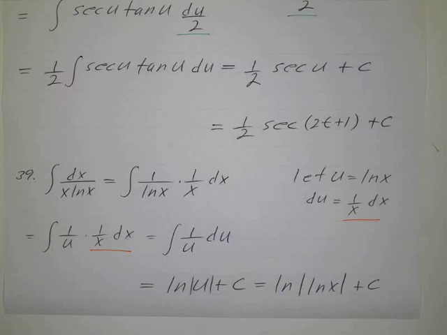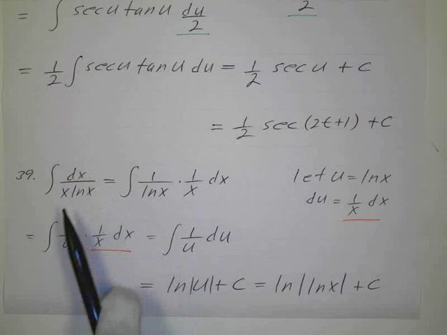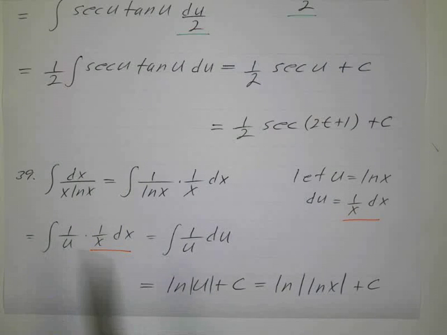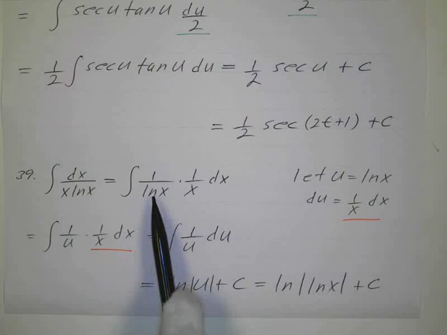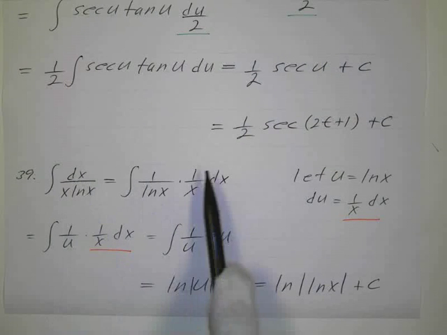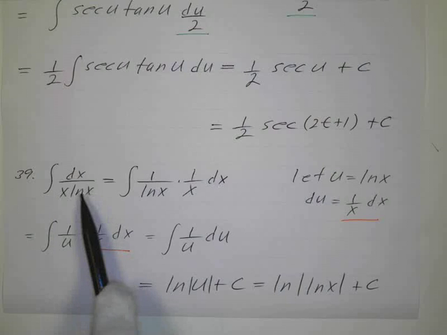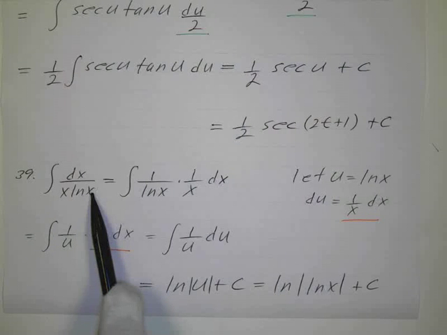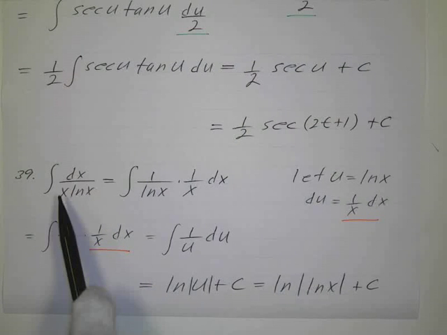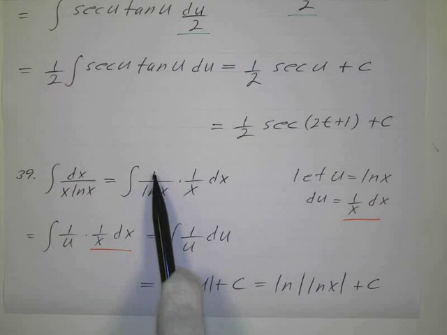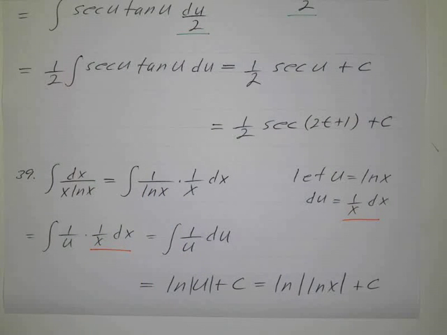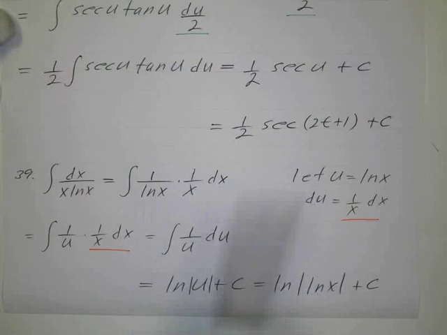Okay, here's number 39. So we've got dx over x natural log of x. And this is the same thing. I can break this up into 1 over the natural log of x, times 1 over x dx. Now the reason why I did that is, what's the derivative of the natural log of x? 1 over x. It looks like I've got the derivative of this over here, so it looks like I could maybe think of this as 1 over u du. Now this is a little bit odd because we haven't seen this many logs, but it works out.